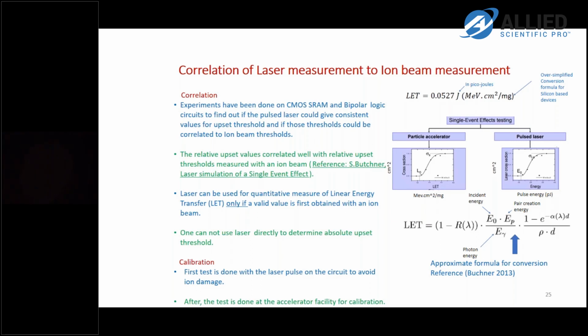Laser could be used for quantitative measure of linear energy transfer only if a one-time validation has been done with a radiation facility. Then all the follow-up measurements can be done with the laser. For calibration, it's better first to do the testing using the pulsed laser to identify the sensitive nodes, to avoid ion damage, because ions could potentially damage the circuit. So better first to do the laser testing and then go to the radiation facility.